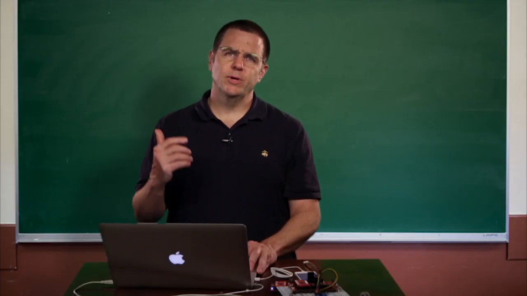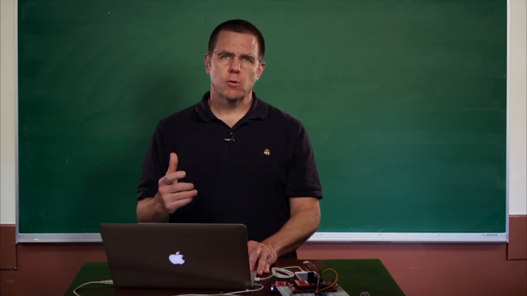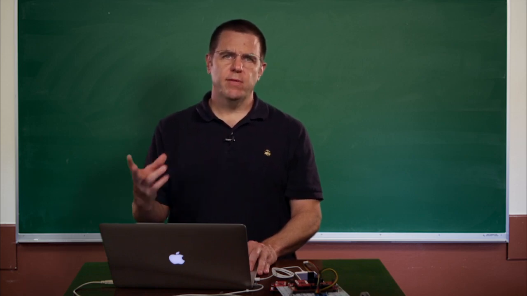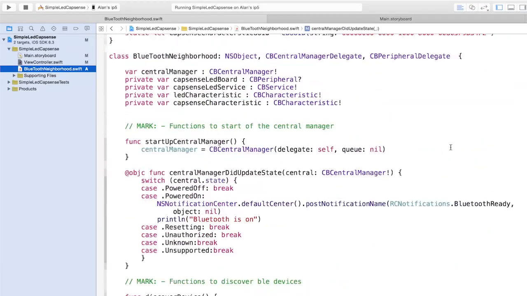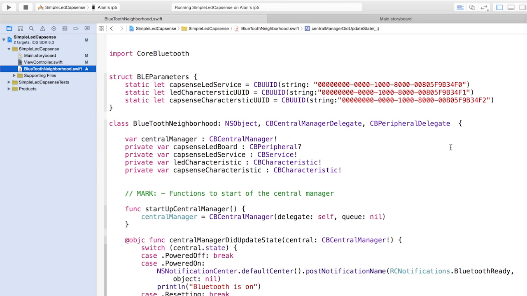Now you remember when we set up the BLE component, we created the custom service, and it had the UUID, which I called blah, blah, blah, blah, blah, F0. Well, I copied that into another global structure, which I call BLE parameters. And the first of the global structure parameters is the capsense LED service, which is a CBUUID, core Bluetooth, universally unique identifier that matches the hex code blah, blah, blah, blah, blah, F0.